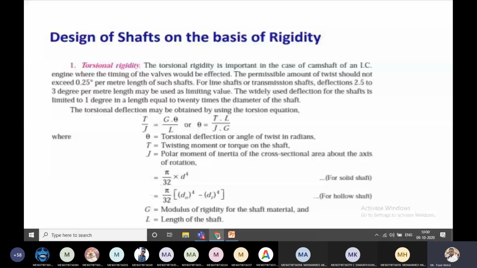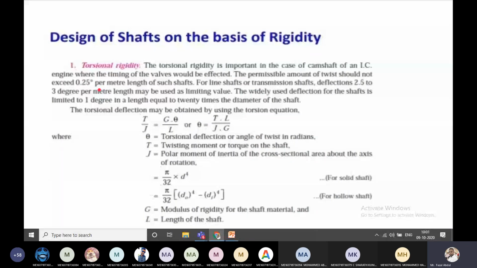Generally in line shafts, which have a uniform cross section throughout, the angle of deflection theta should not exceed 2.5 to 3 degrees per meter length.